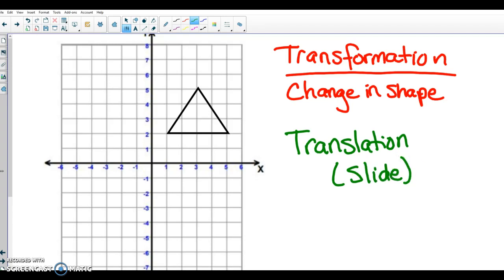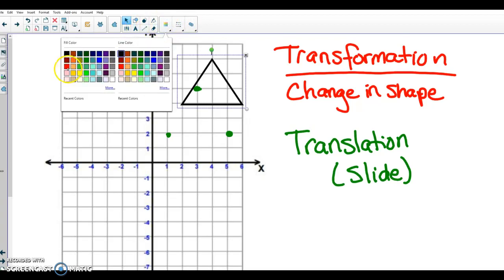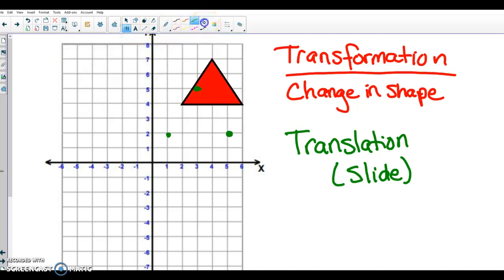So if you look at this triangle that I have here on the coordinate plane, you can see that it has 3 coordinate points. And I can move this triangle by sliding it. I can slide it over to the left, I can slide it down, I can slide it to the right, and I can slide it up. And you will see that the actual triangle does not change size nor shape. It just changes position. So it doesn't change size or shape. It's just a change in position.